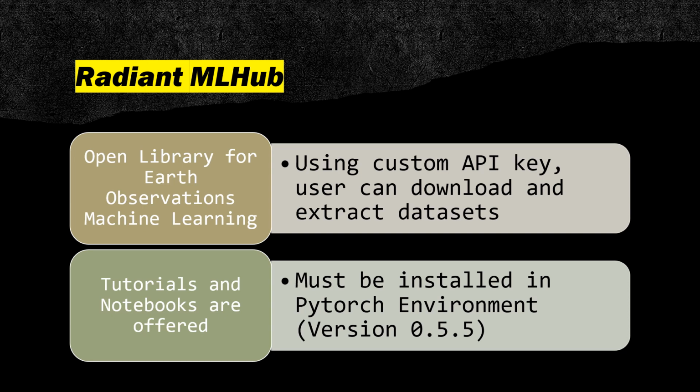Radiant ML Hub was something that we used for this learning model. It's an open library for Earth observations and machine learning. We used a custom API key, and with that we can download and extract data sets. Tutorials and notebooks are offered, which is what we used. It must be installed in the PyTorch environment, and version 0.5.5 must be used in order for this notebook to actually work.